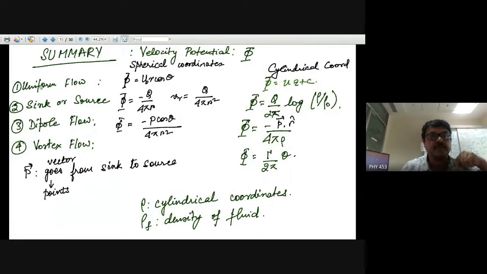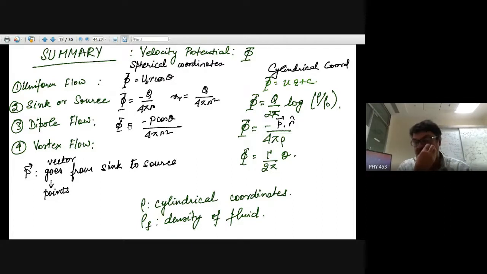We have already discussed uniform flow, sink and source flow in spherical coordinates and cylindrical coordinates, and the functional forms are of course different here. The velocity potential is q equal to 4 pi r. Here it looks different. We've discussed dipole flow, but before we actually see some use of this calculation of these velocity potentials of these ideal flows, or simplified flows, we need to discuss one more, something called the vortex flow.